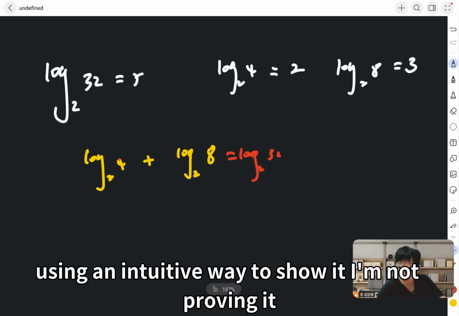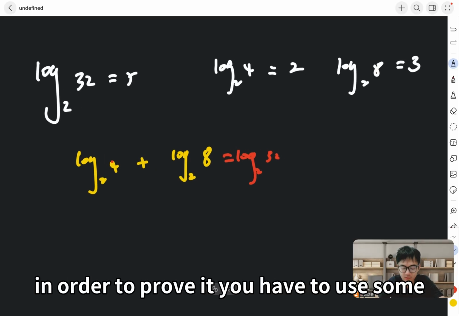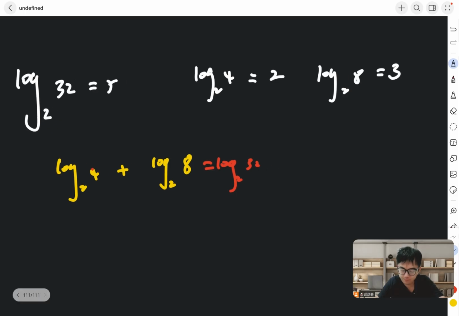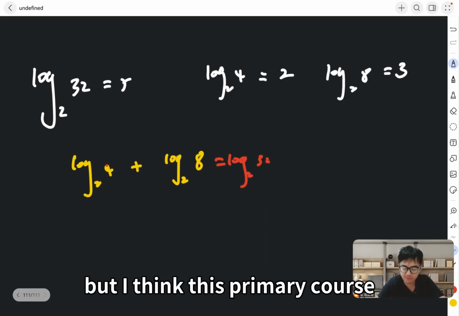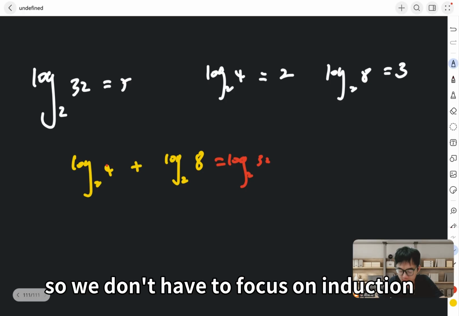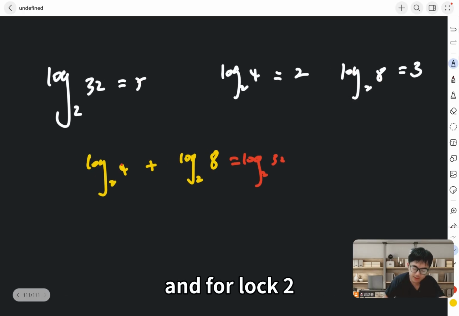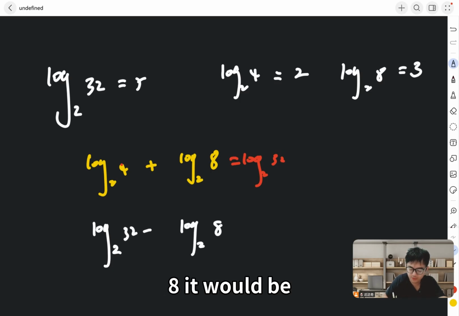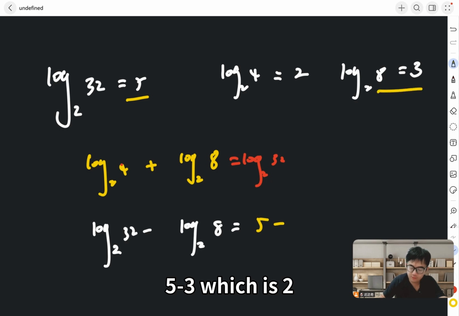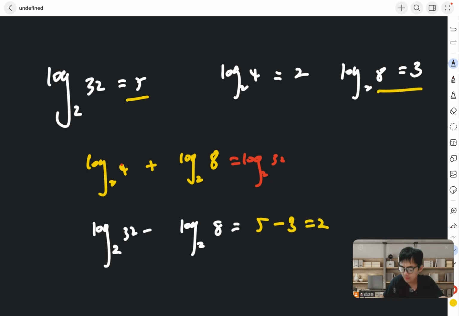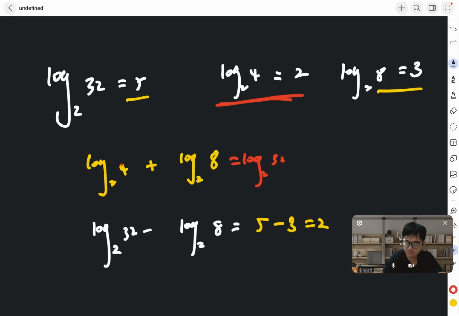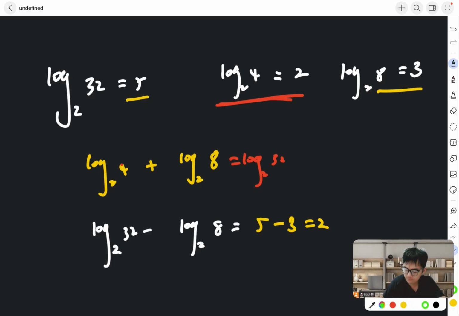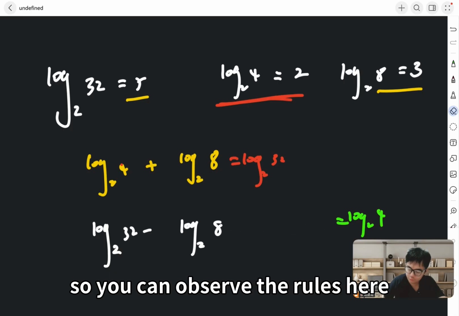I'm just using an intuitive way to show it. I'm not proving it. In order to prove it, you have to use some variables. But I think this is a primary course, so we don't have to focus on the proof. For log 2 32 minus log 2 8, it would be 5 minus 3, which is 2. And the value of 2 is log 2 4.